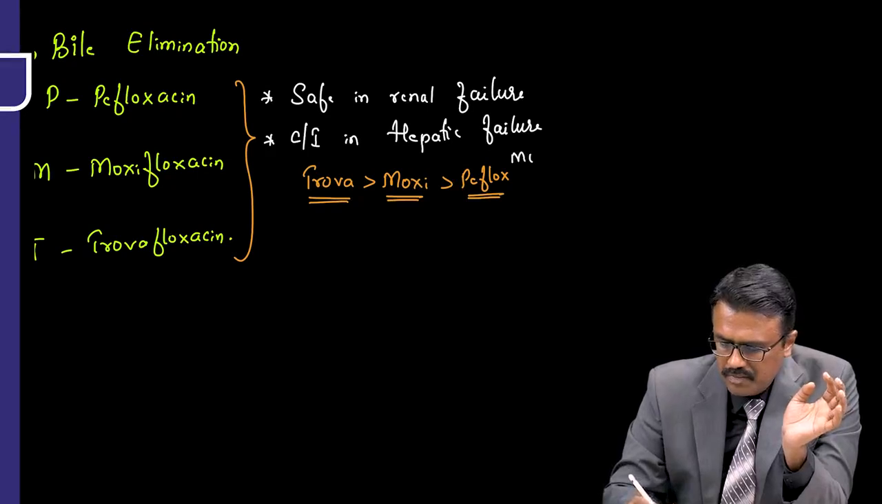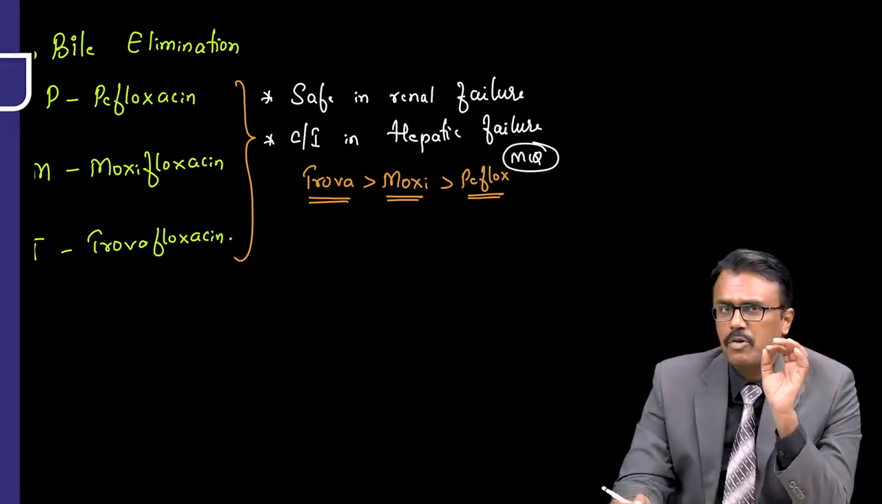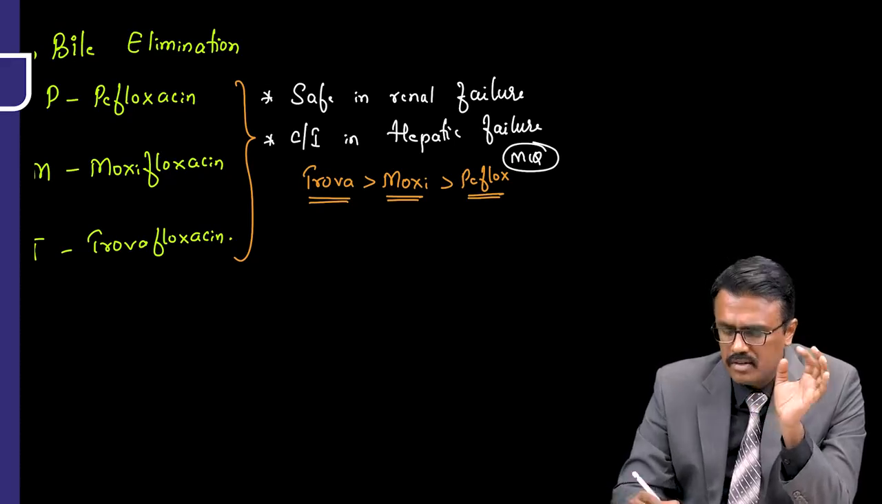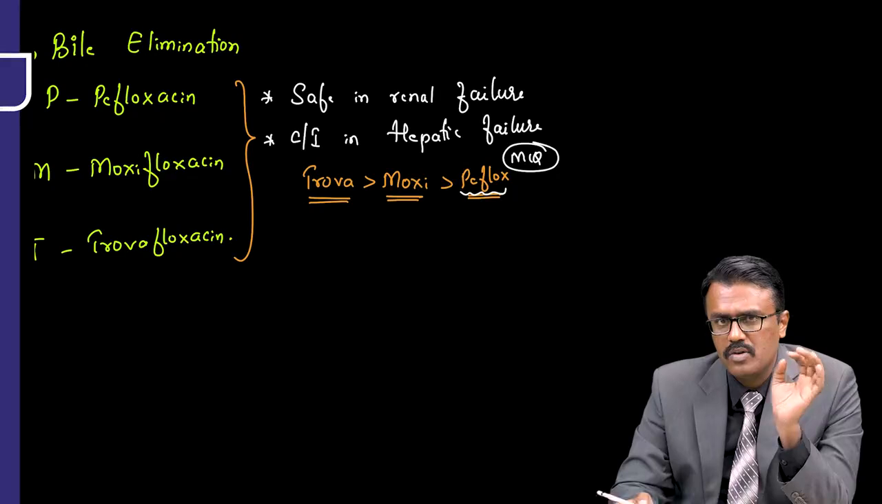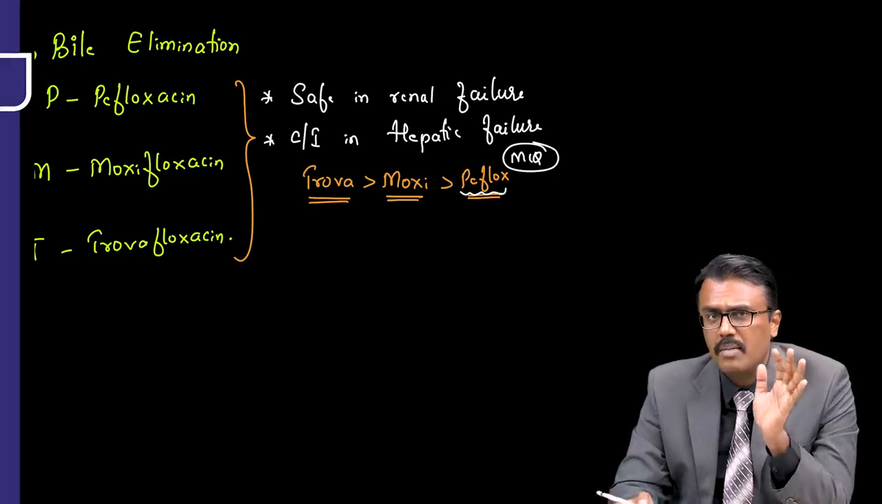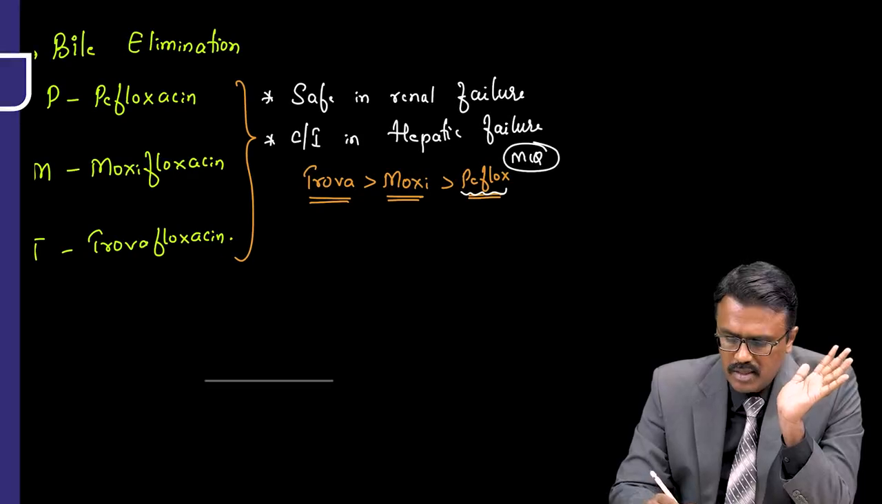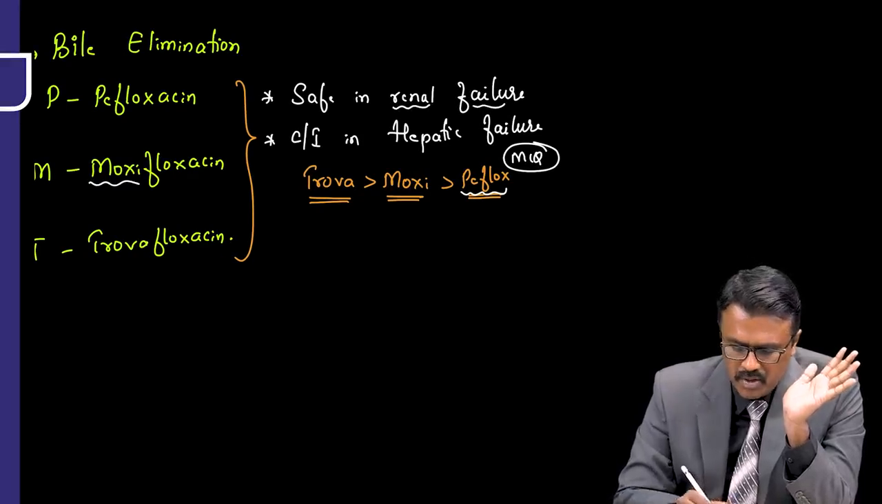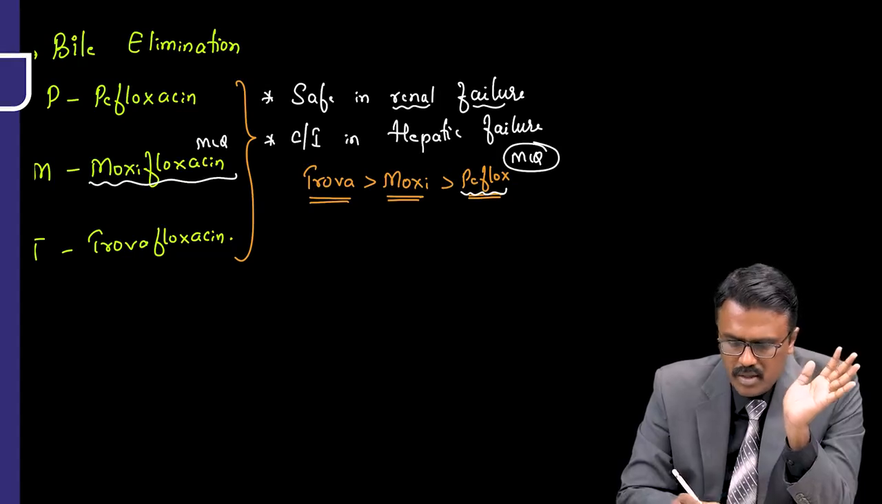Recently, they had asked a question. They had given fluoroquinolones and asked which is avoided, and in the options there was pefloxacin. Why? Because it undergoes bile elimination. And also recently they had asked which is safe in renal failure, and one of the options was moxifloxacin. Again, this is a potential MCQ for you.